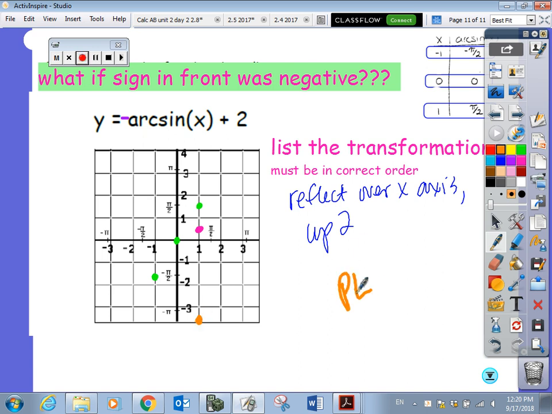Okay? PEMDAS. Always follow that order of operations when doing your transformations. Left or right. This parentheses is left or right. This will be reflect over the x-axis. This will be up and down. Very important to do that. Yes?